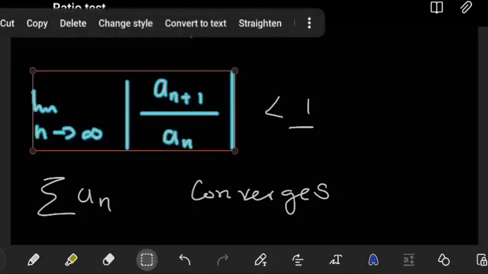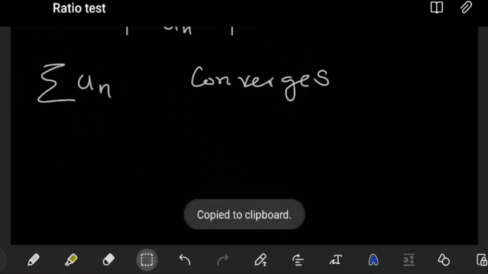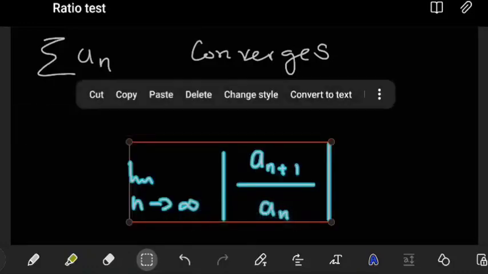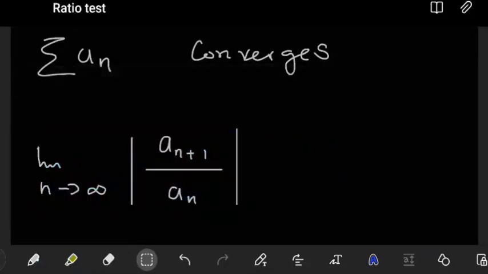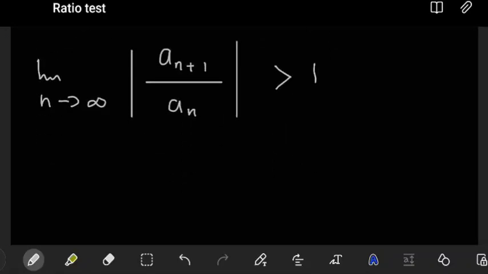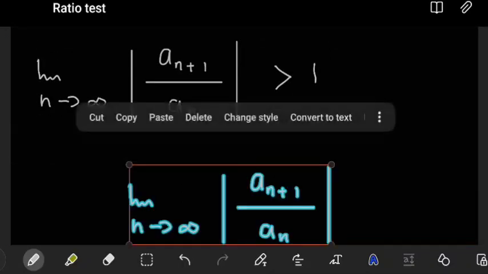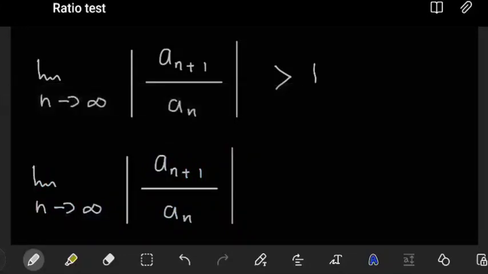But say after evaluating this limit, we end up finding that the solution is greater than 1, or maybe the limit comes out to be equal to infinity. In this case, we will conclude that a sub n diverges. So this will be the conclusion in this case.